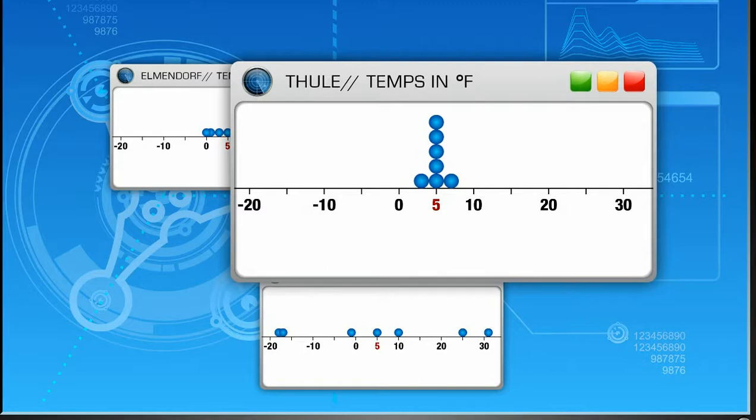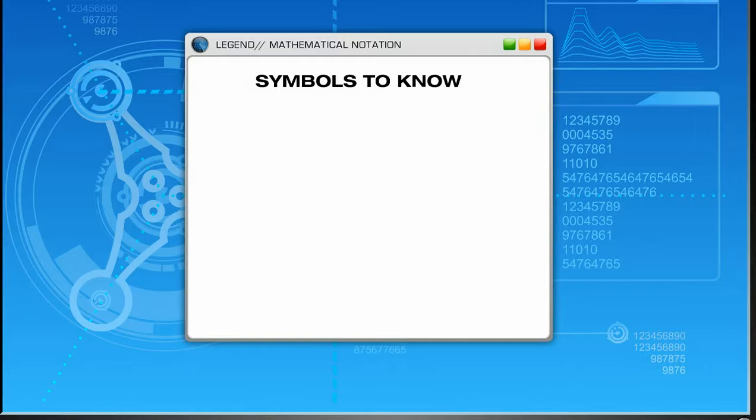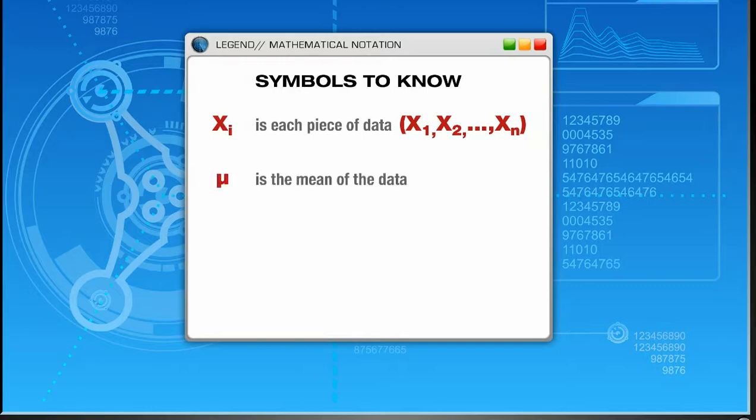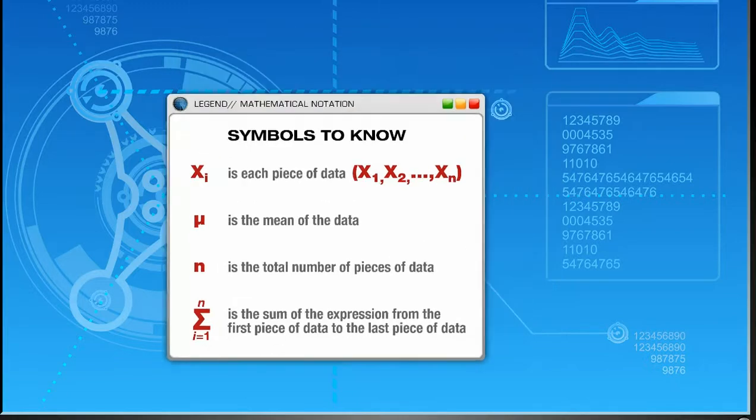Let's go through the steps of finding the standard deviation, but this time using mathematical notation. Here is a quick look at the symbols we will be using. X sub 1 is the temperature on the first day. X sub 2 is the temperature on the second day, etc. X sub i is the temperature on the ith day. In our case, i runs from 1 through 7. Mu is the mean of the data. N is the total number of pieces of data. Sigma from i equals 1 to n is the sum of an expression from the first piece of data to the last piece of data.